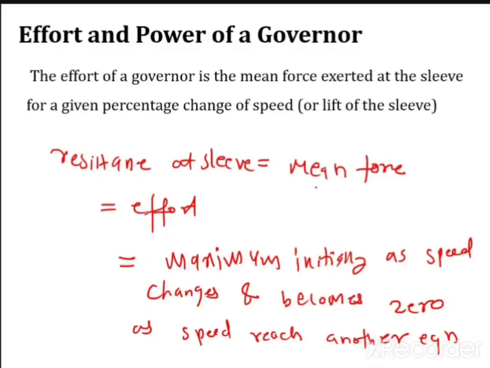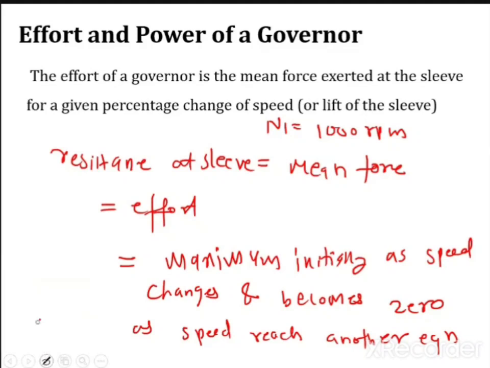Means I mean to say that if the equilibrium position is 1000 rpm and now the speed has started changing from 1000 rpm, so this effort will be maximum. Means what? It uniformly varies. Its effort uniformly varies from maximum value to zero value. Means what? At the start of 1000 rpm, as the speed starts changing from 1000 rpm.